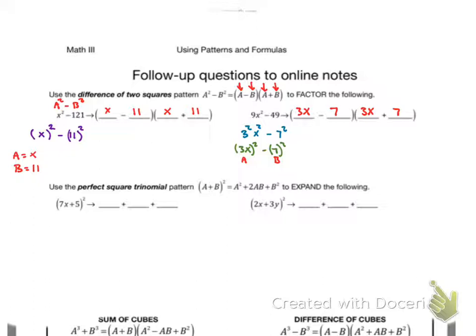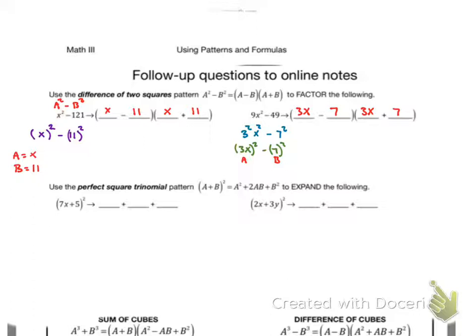Okay, now looking at that bottom piece, we're going to use the perfect square trinomial. For the perfect square trinomial, just focus on what the difference is, and it's going to be the factors. The factoring is a little bit different. Up here, you end up with two parentheses. Down here, we're going to end up with a trinomial.